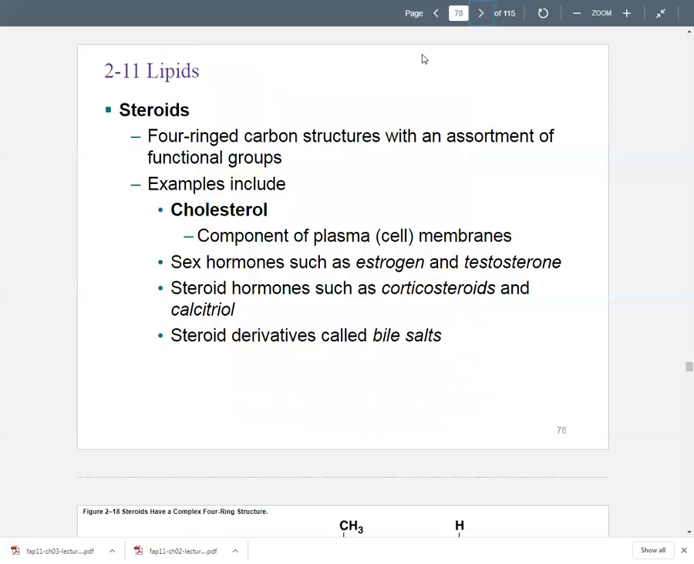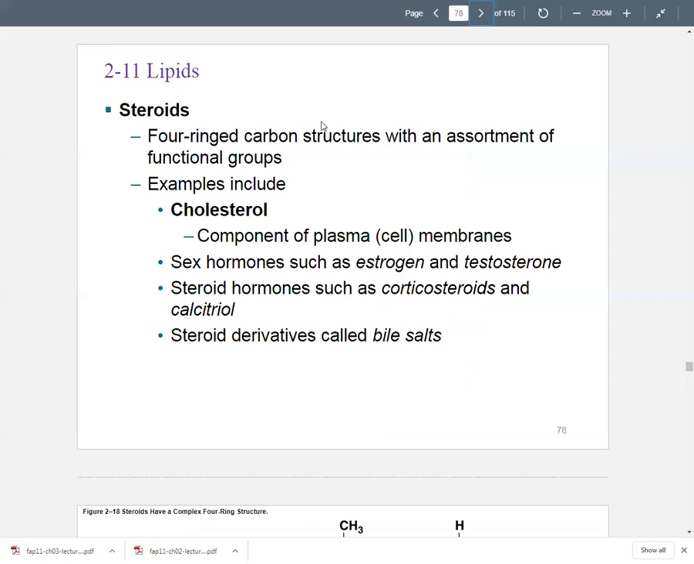All right, another class of lipids, you have the steroids. These are carbon structures with 4 rings. So again, this is another one of those that sort of sometimes scares people. If you see the 4 rings, it's a steroid. All right, so don't get too overwhelmed by it.